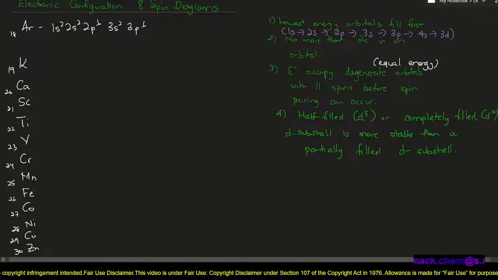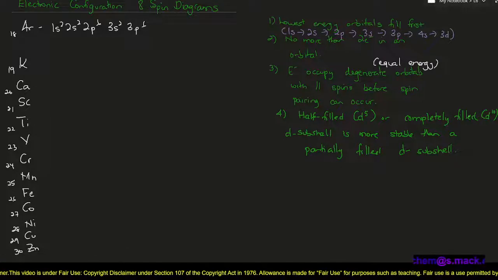Right, by half filled, that means D5. Completely filled means D10. In writing out the electronic configuration, we will see what this means.